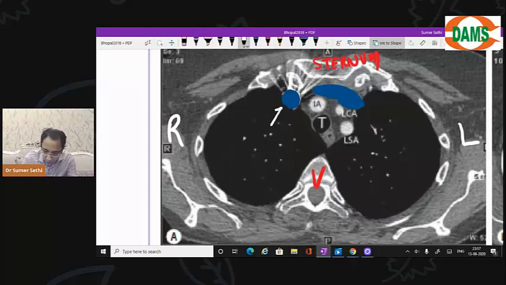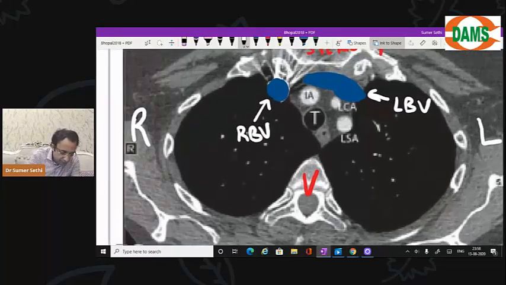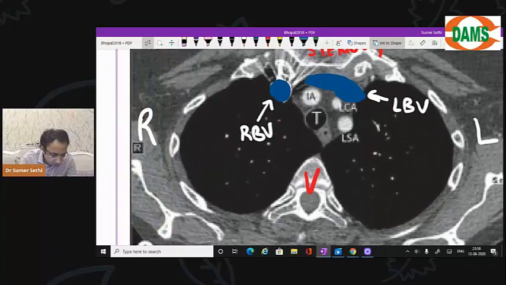Just behind the sternum you have two veins, right brachiocephalic vein, left brachiocephalic vein. Clear? Everybody understands? Just behind the sternum. How to identify?